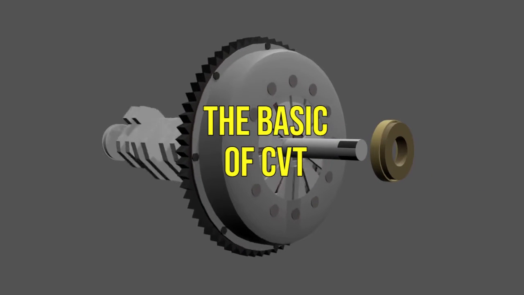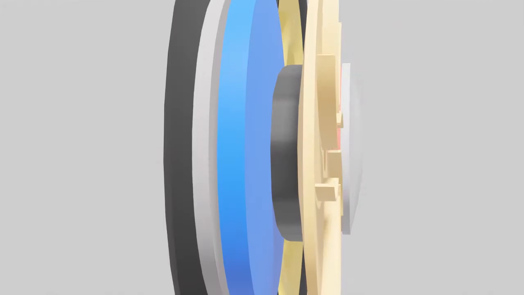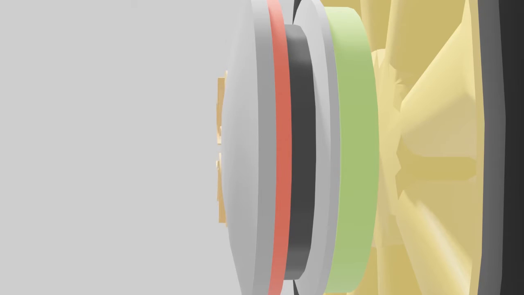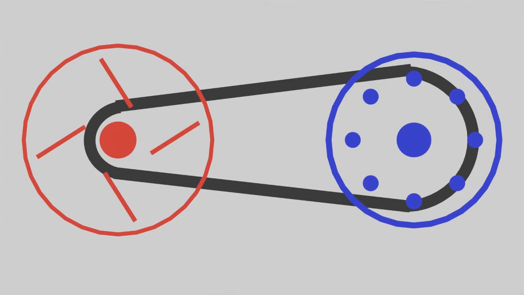The basics of how CVT changes the speed ratio are very simple. At low RPM, the drive pulley is always at the smallest diameter, while the driven pulley is at maximum diameter. In this position, the drive pulley has a smaller diameter than the driven pulley, so it will decrease the output speed, and the torque is increased.